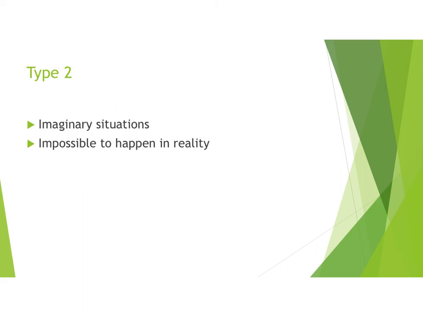Let's have a quick summary of type 2 conditionals. We use type 2 conditionals to talk about imaginary situations. That means that these situations are impossible to happen in reality, and that's why we are using a different type of conditional sentences.